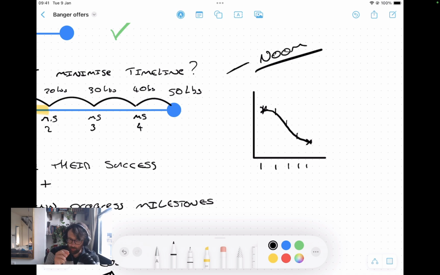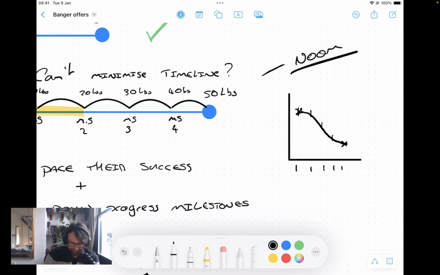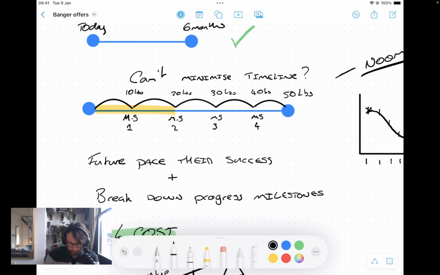So they not only shorten the timeline, because they might take longer than 6 months to do it on their own, but they also build in milestones, because still, even saying within 6 months you'll lose £50, most people can't think that far ahead. So what you want to do is build these little milestones in, and these are success milestones. They're there to help keep the person motivated, to keep them moving forward. Break down those progress milestones and future pace success.